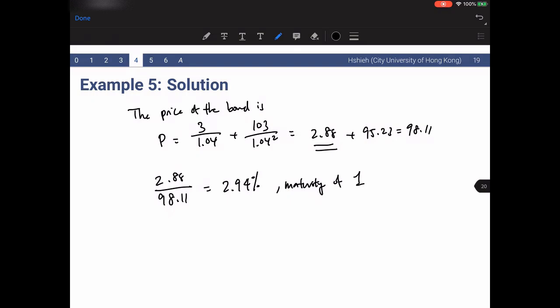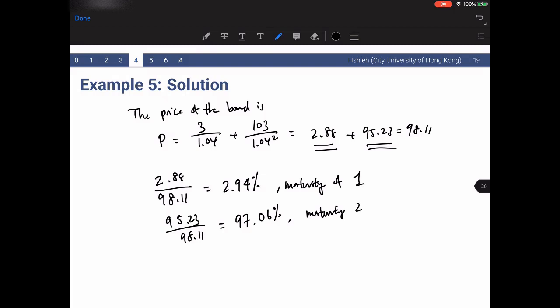The other ratio is the proportion, the rest of the bond price, that's going to be paid out in the future at the end of 2 years. So that's going to be this number here: 95.23 divided by 98.11. That's going to give us a number of 97.06%, and that has a maturity of 2.